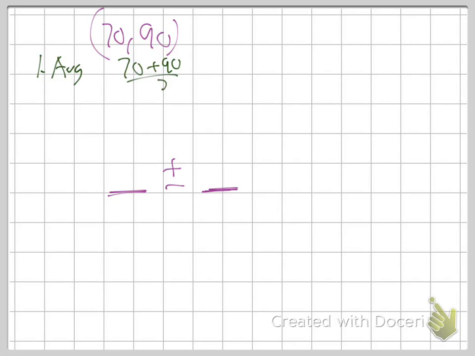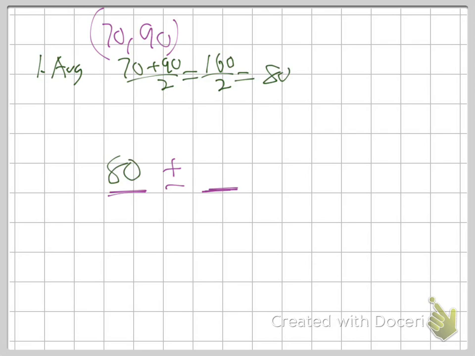Am I writing too small? Let me try again. So if you had 70 to 90, and you said, hey, I want you to change it to that form, give or take whatever. First thing we would do, step 1, would be to average them, right? 70 plus 90 divided by 2. 160 divided by 2, 80. We'd pop an 80 there. That'd be our first step.